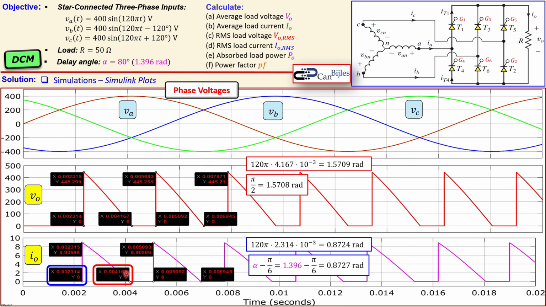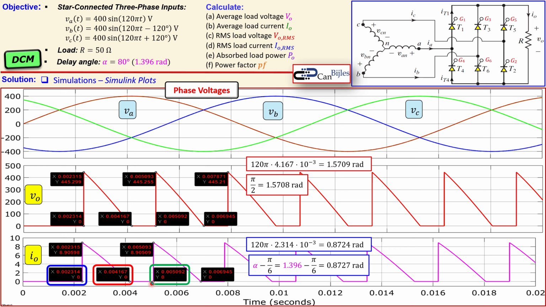You see here the 0.004167 seconds. So again, I convert that to radians. You do that by using the radian frequency. So you do 60 times 2 pi times this time, and then you get the radians. And that was at pi over 2. And that's actually also shown here. So pi over 2. These two values are again matching nicely.